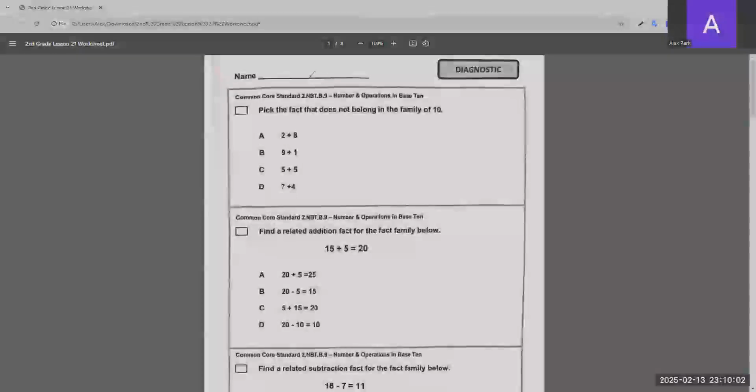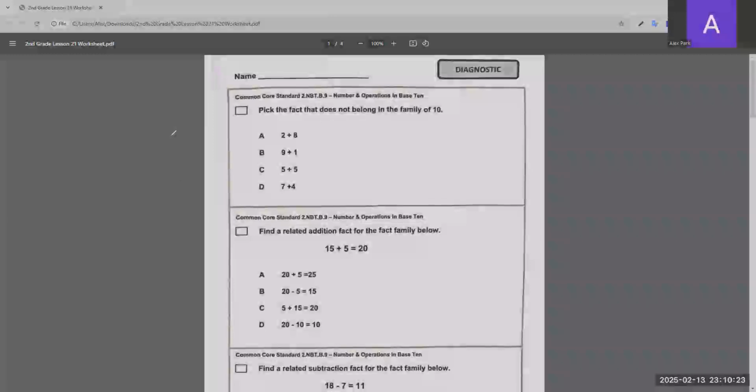2021 worksheet. So let's start off with number 1. Pick the fact that does not belong in the family of 10. So when it says pick the fact that does not belong in the family of 10, it's basically asking us to pick the equation that when added up does not equal 10.